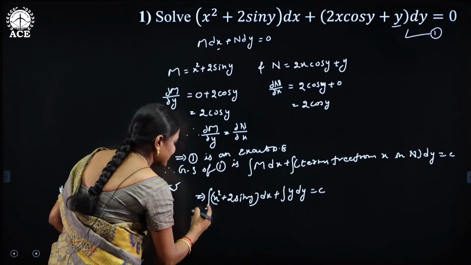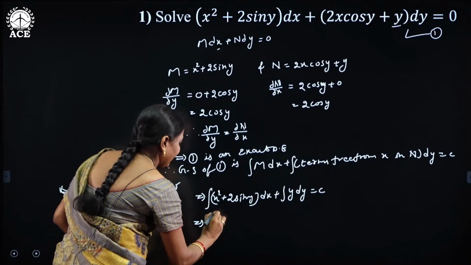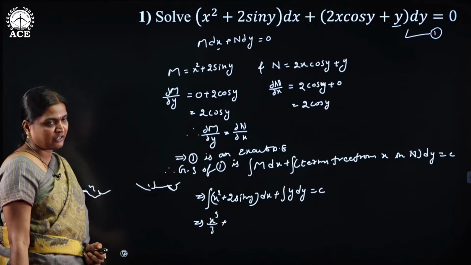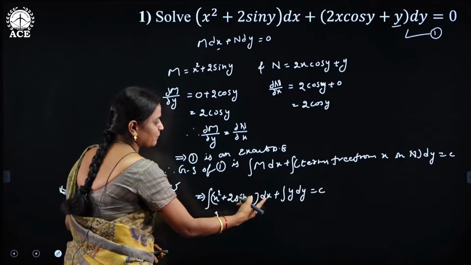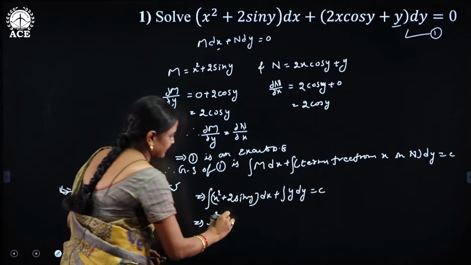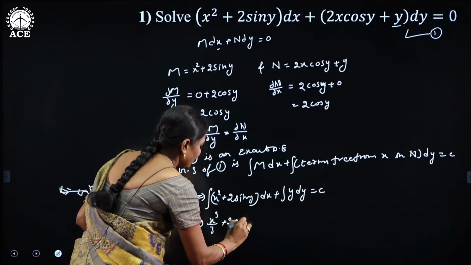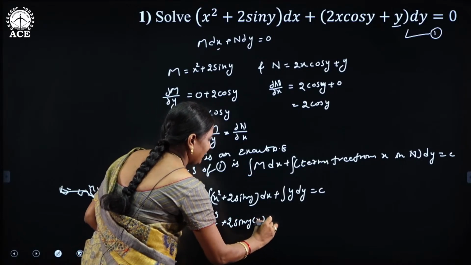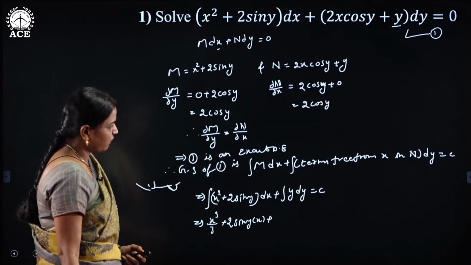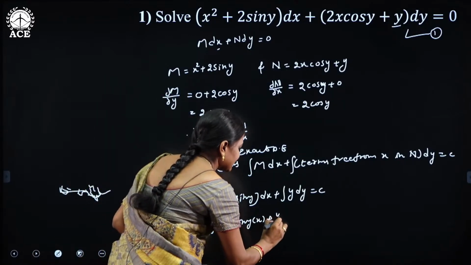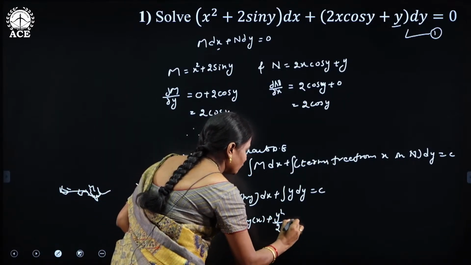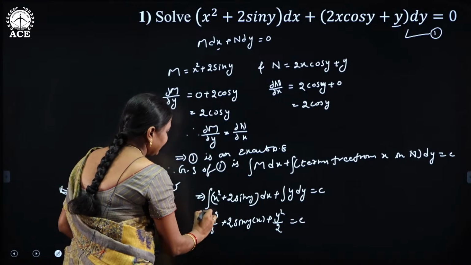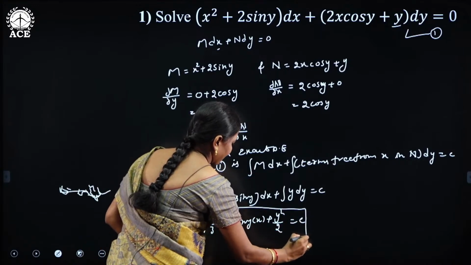So that implies, what is the integration of x square? x cube by 3 plus. Now here 2 sin y is the constant because this integration is performed with respect to x. So 2 sin y, and what is the integration of dx? That is equal to x plus integration of y. What is the integration of y? y square by 2 is equal to C. So this is the general solution of a given differential equation.